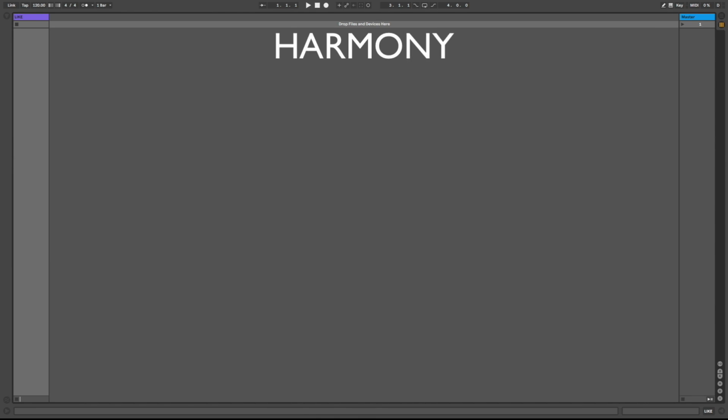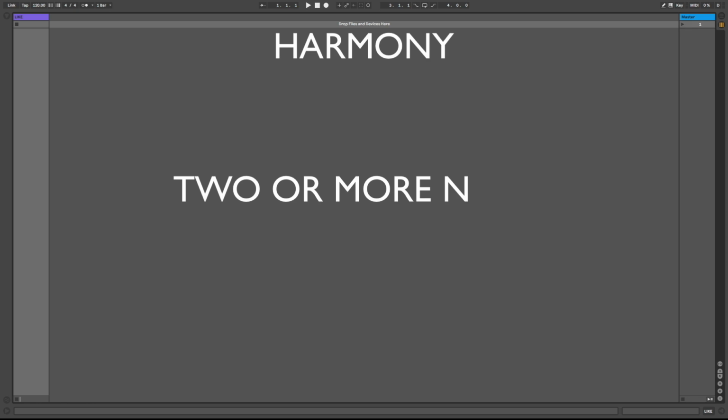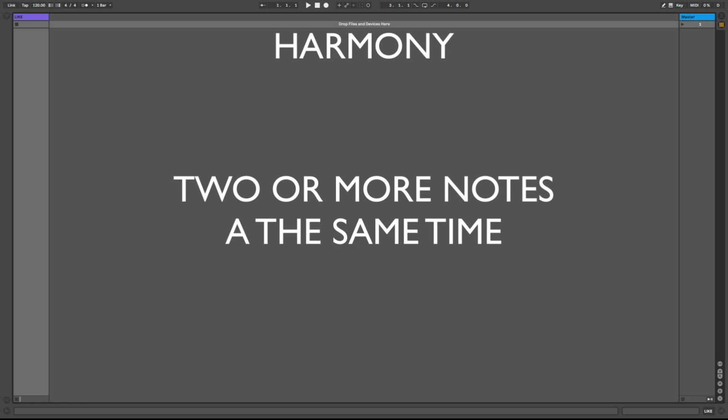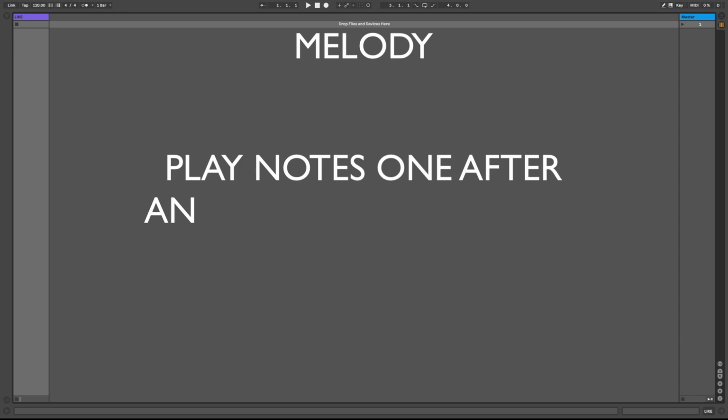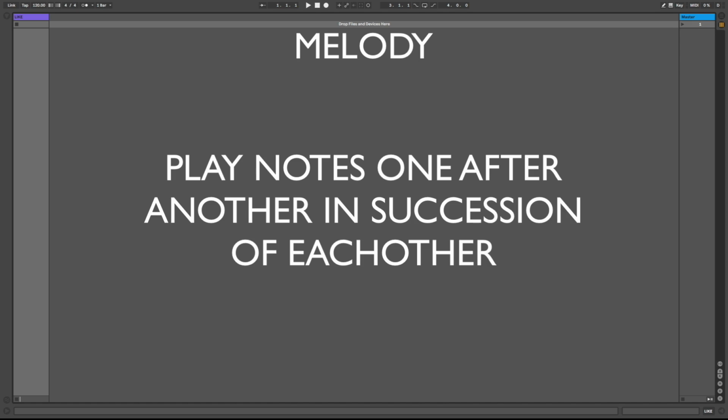Harmony is when you play two or more notes, you could also call them pitches, at the same time, meaning the relationship between notes in harmony is vertical. And melody is when you play notes, musical notes, one after another, in succession of each other. And thus the relationship between the pitches in melody is horizontal.